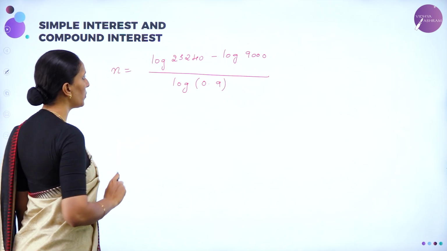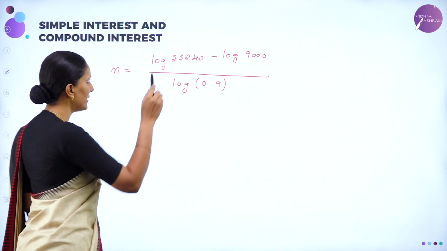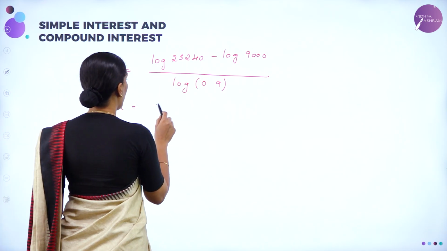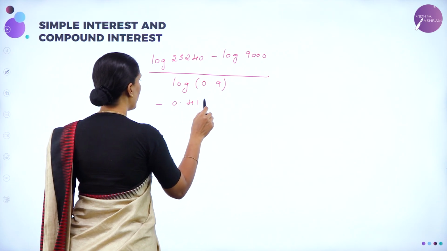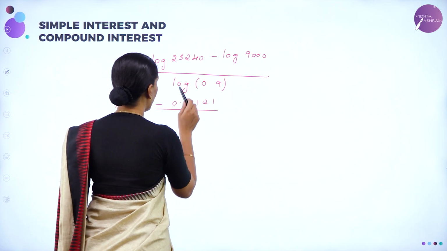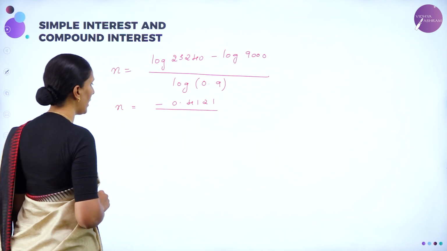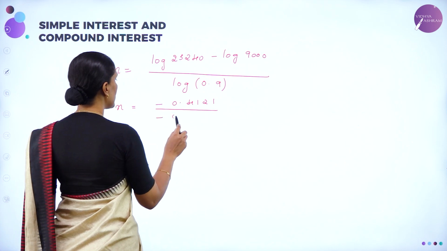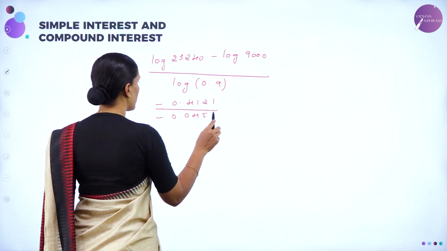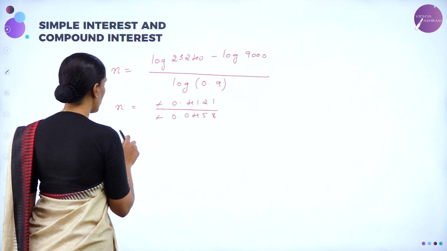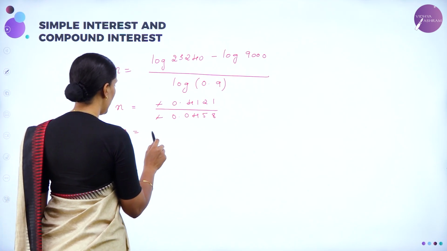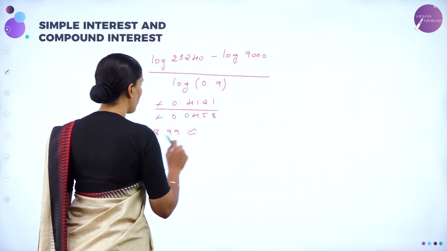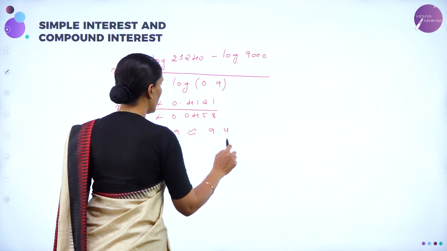Now, after substituting the values of the logs and taking the difference in the numerator, we'll get the value as −0.4121, divided by, if you take the log value of 0.9 and simplify it, the final value as −0.0458. Now we can cancel this. So the final value of n will be 8.99. Since we are talking about the number of years, let us approximate it to 9 years.